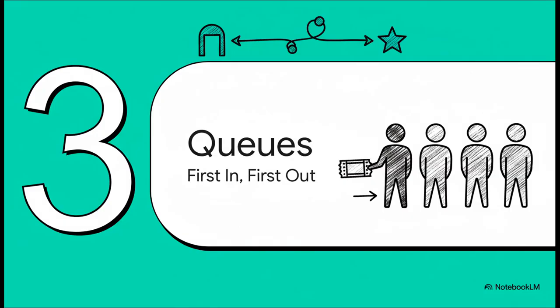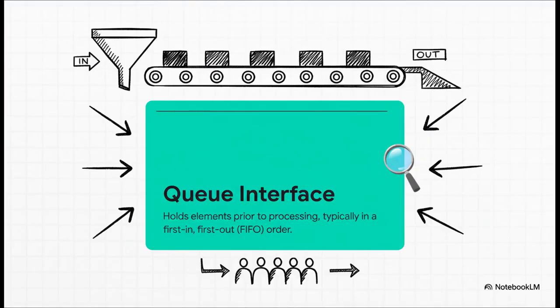All right, on to our third tool, the queue. Honestly, the best way to get this is to just picture a line at a movie theater. The first person who gets in line is the first person who gets to buy a ticket. It's really that simple. So what a queue really does is hold a bunch of items before you do something with them. And its most important feature is that it works in a FIFO manner. That stands for first in, first out. You add new things to the back of the line and you process things from the front. What goes in first must come out first.